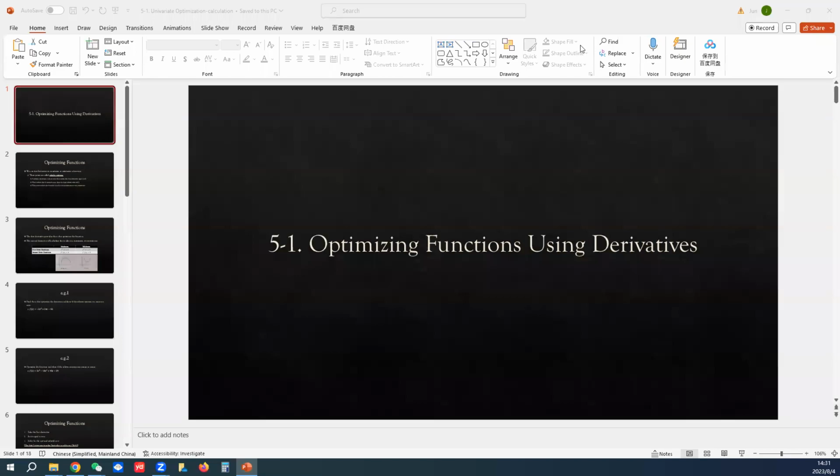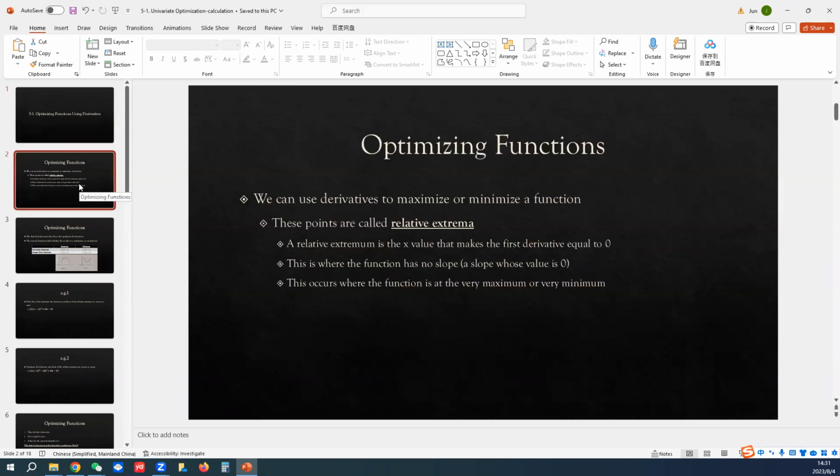In this chapter, we are going to be talking about an application of calculus, which is to optimize a targeted function. So here, we can use derivatives to maximize or minimize a function. And the points where those functions are maximized or minimized are called relative extrema, namely relative maximum or relative minimum.